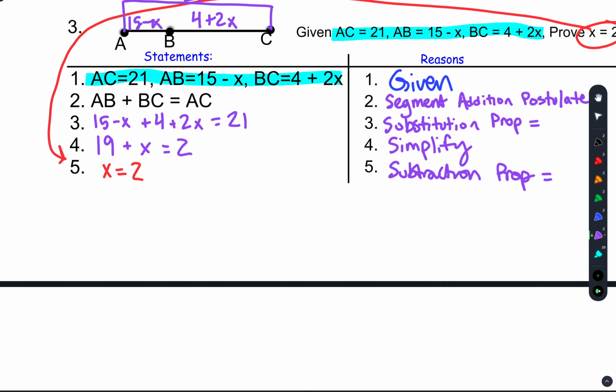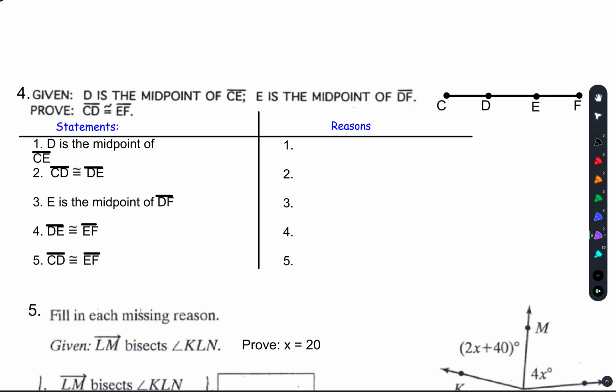I got to point out a couple weird things here. Number 4, excuse me. So in number 4, it says D is the midpoint of CE, E is the midpoint of DF. What I recommend to you, because we have these weird cases where it's not always the same every single time, is that you look for those givens first. Sometimes the givens try to hide from us. So my first given is that D is the midpoint of CE. That is where I expect it to be, in the first spot. So I know that I can mark that as given.